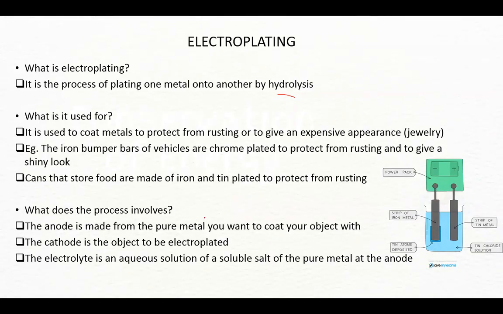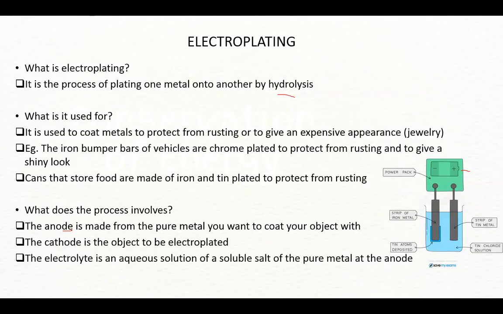Now, what does the process involve? So this here is a simple setup for electroplating. So we have the energy source, which is the power pack here where we have the battery. And you're seeing negative and positive, right? So remember, we're dealing with electrons here. We have positive and negative, and each is connected to a different part of the setup. So we have the anode and the cathode.